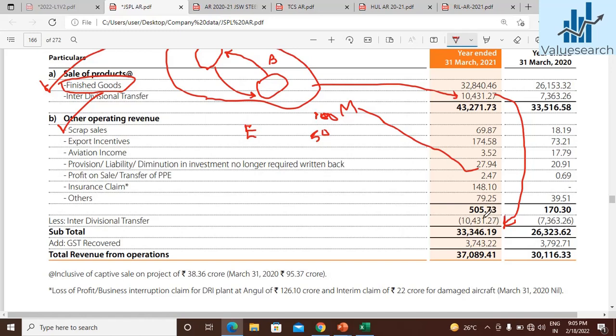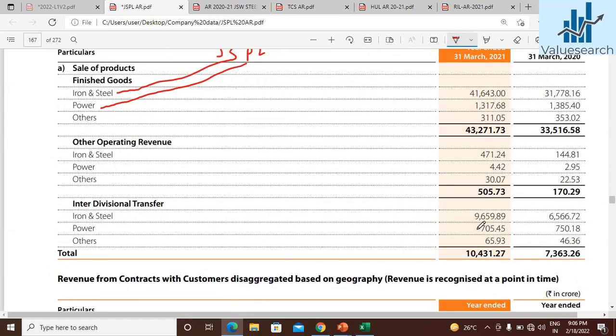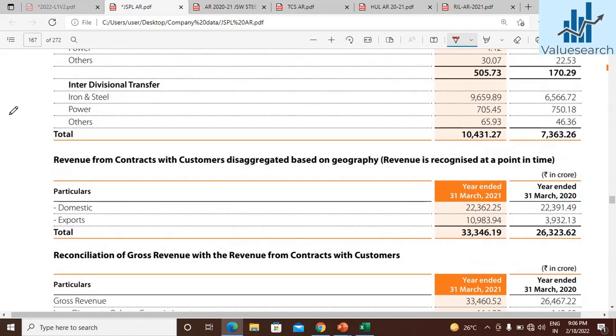Then you have deducted this interdivisional transfer from this entire figure and you have got the subtotal, that is your revenue from operations. Then you have added back your GST recovered and arrived at total revenue from operations. From this you have to deduct this GST recovered in order to get the net revenue from operations. So this is the disintegration of the interdivisional transfer that took place in your company. What are the main three segments? The company has iron and steel, power, and also others.